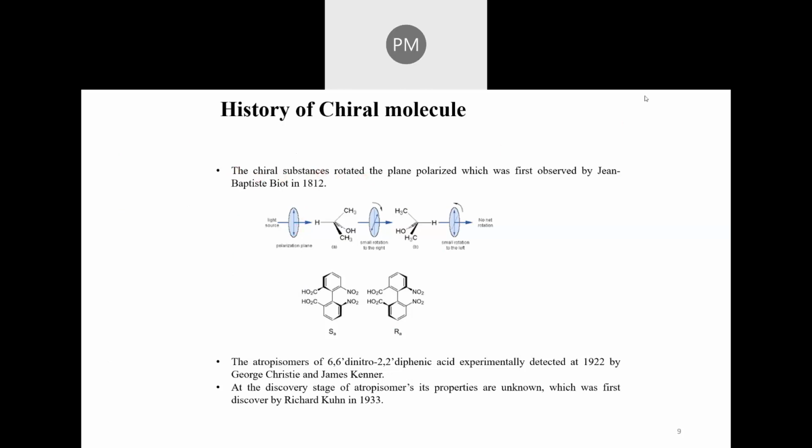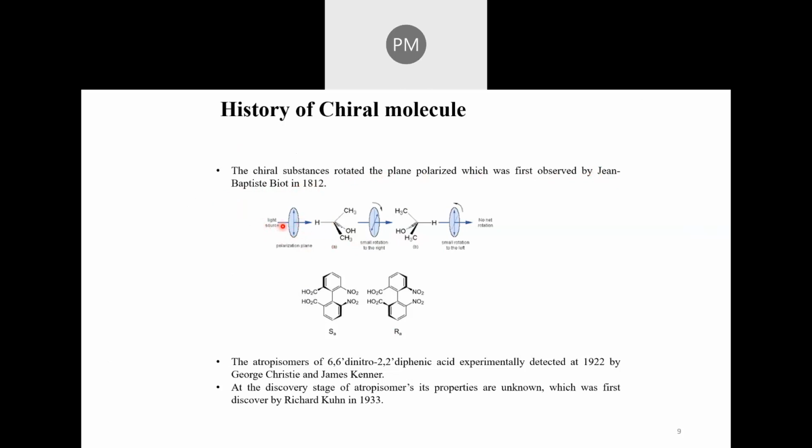A chiral substance means one that rotates plane polarized light. If a molecule rotates the light in a positive or negative direction, then we can tell this molecule is a chiral molecule. The rotation of plane polarized light by a chiral substance was first discovered by Jean-Baptiste Biot, in 1812.